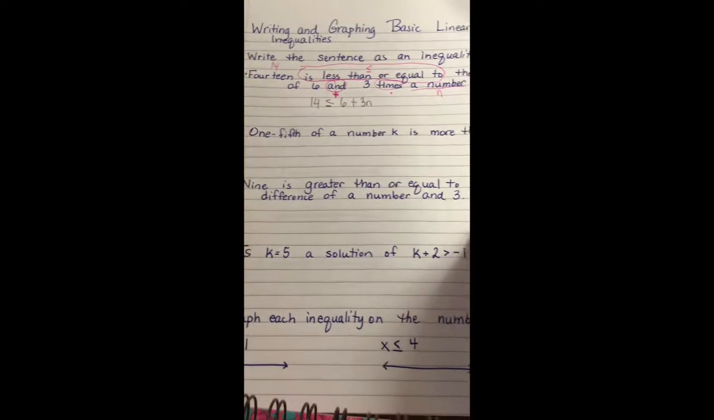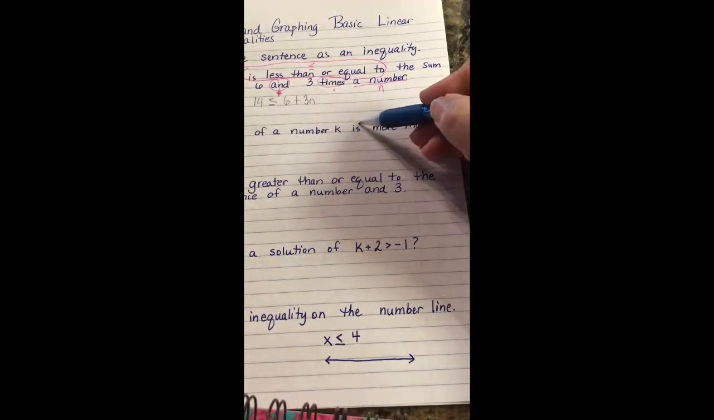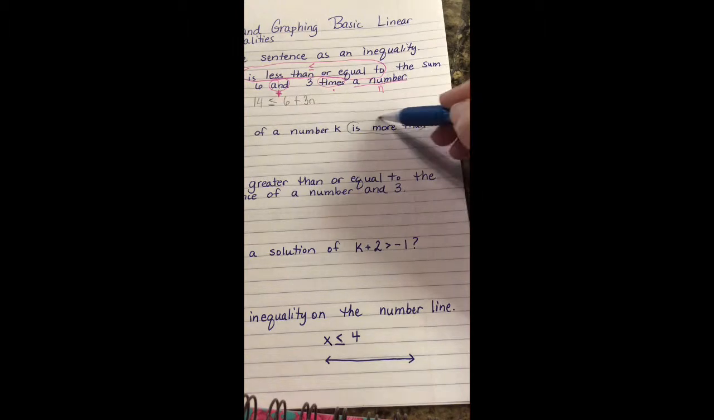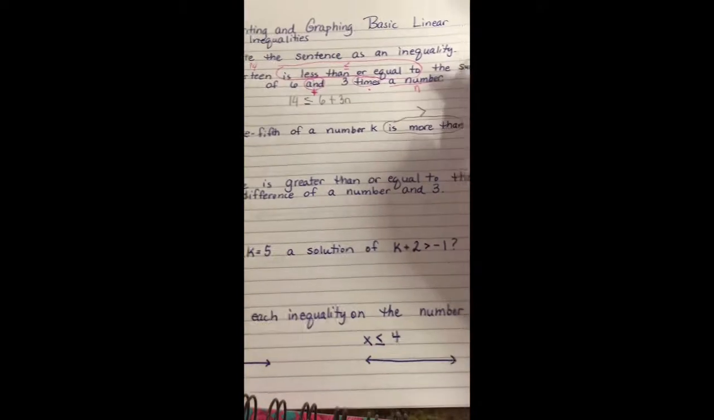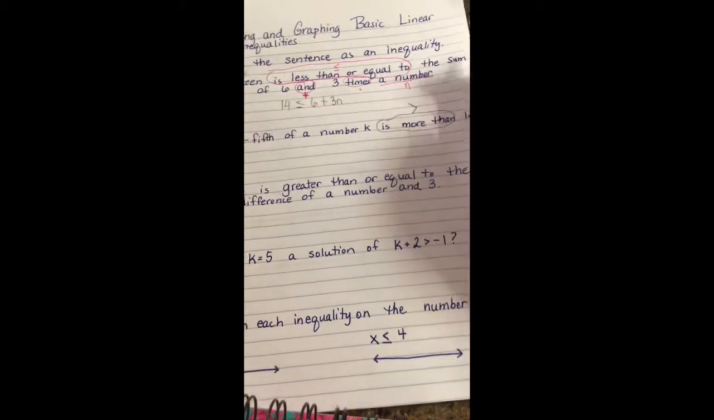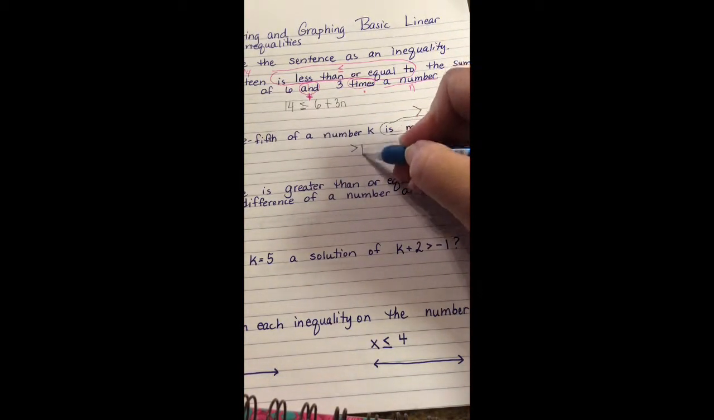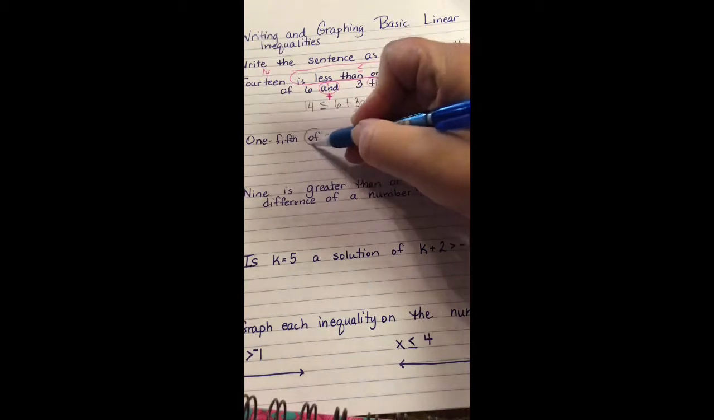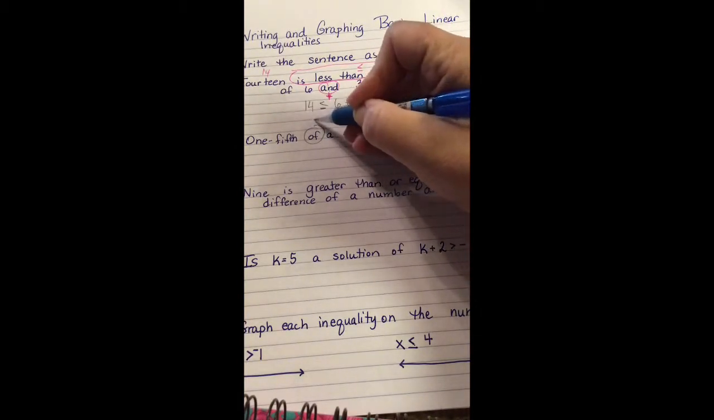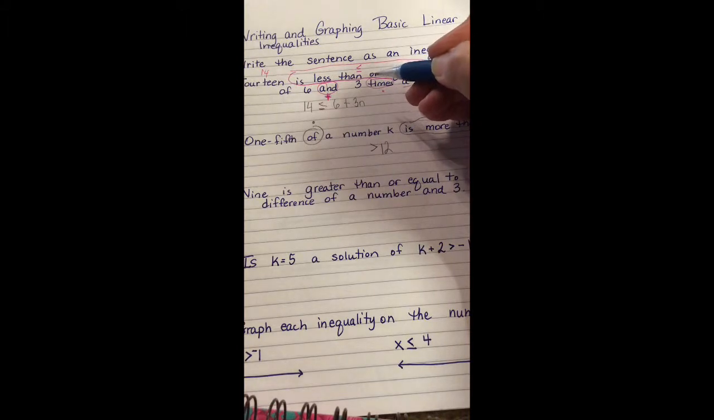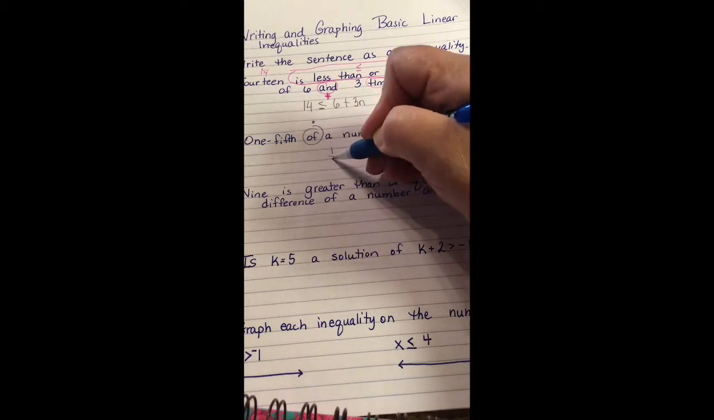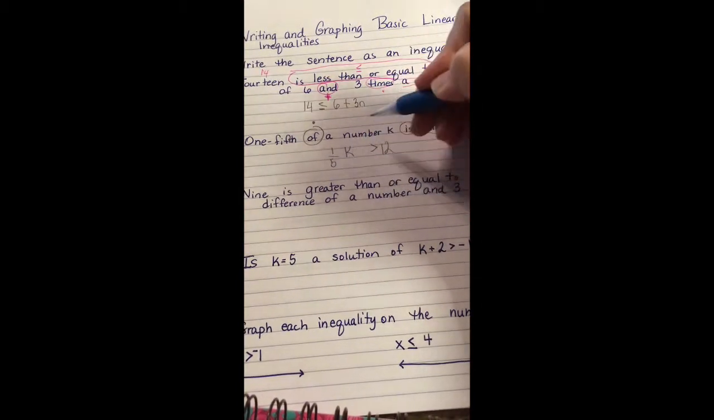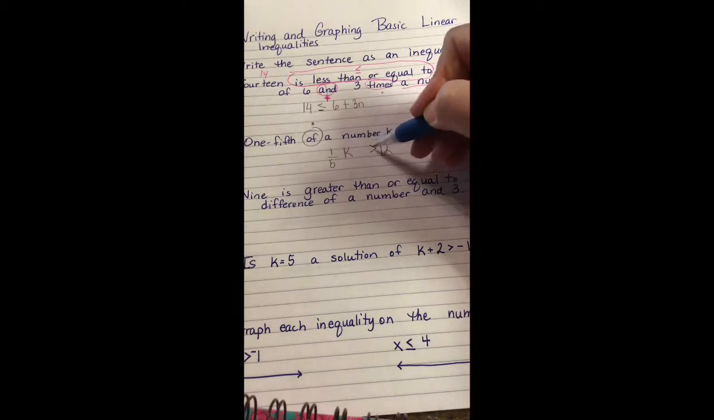1/5 of a number is more than. Look, there's that helping verb, is more than. So is more than would be this symbol. And then 1/5 of a number k is more than 12. What does "of" mean in mathematics? It means to multiply. What are you going to multiply? 1/5 with a number k. 1/5 of a number is more than 12.